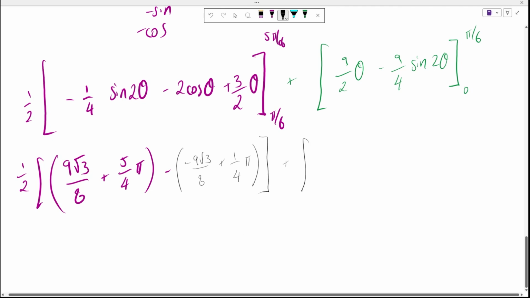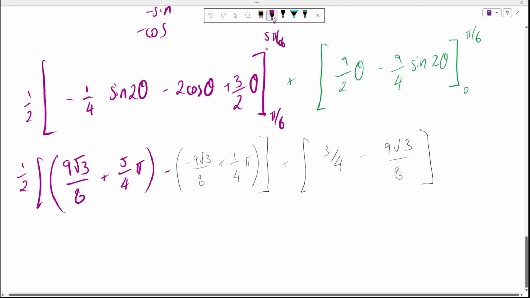And then we do the same thing with the other one here. So on this one, the lower limit is just 0, so we don't have to subtract the 0 here. But 9 over 2 times pi over 6 gives you 3/4 pi, minus 9 over 4 sine 2 times pi over 6. That gives you 9 root 3 over 8, like so.